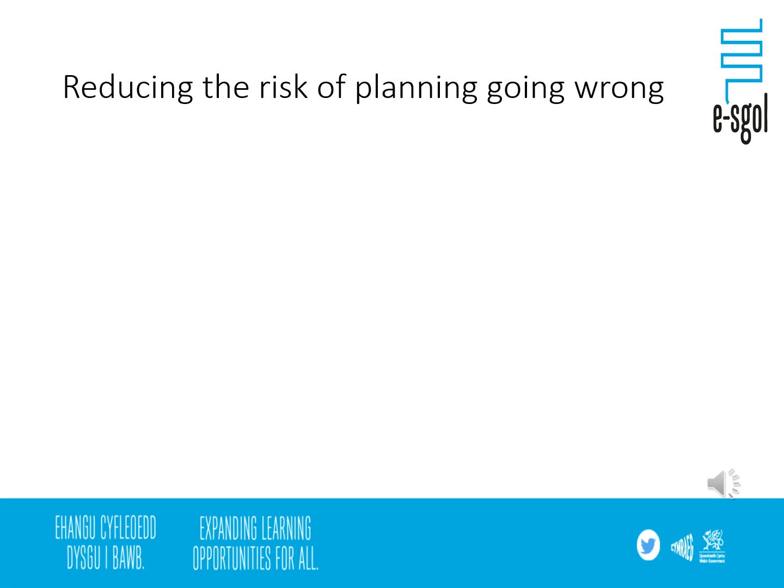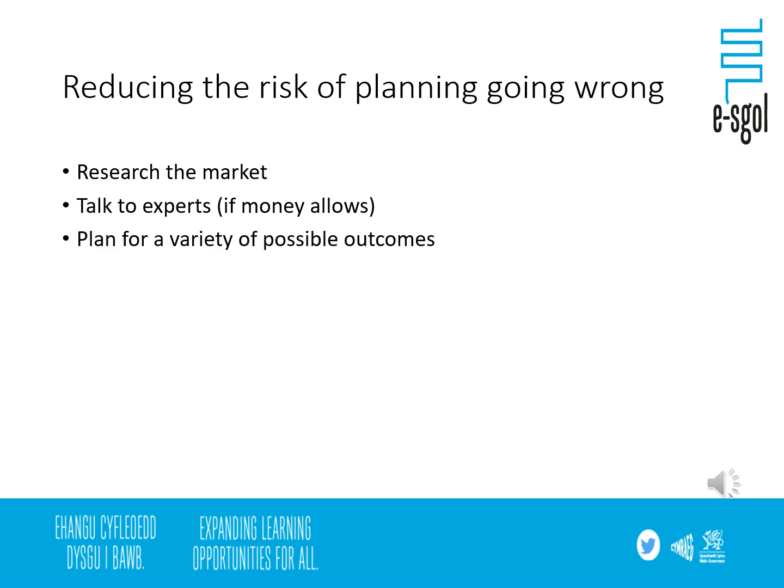So there are ways in which you can reduce the risk of planning going wrong. Make sure that you've got market research in place, and try to do as much primary market research as you can. Talking to experts is costly though, so it needs to be done if money allows. You could plan for a variety of possible outcomes, and regularly reviewing and updating is also going to be important to stop your business plan and business from failing.